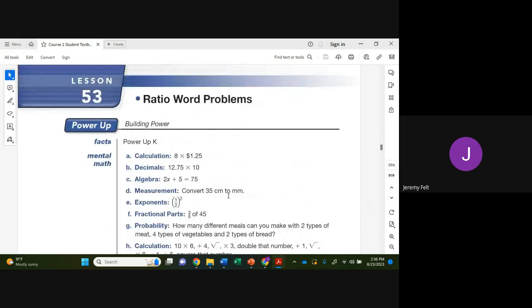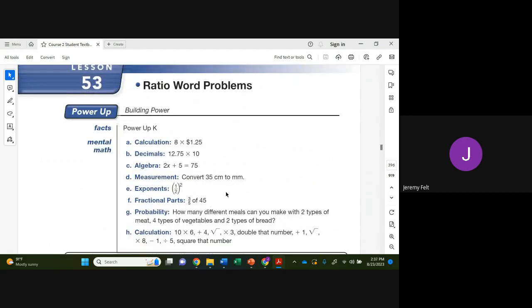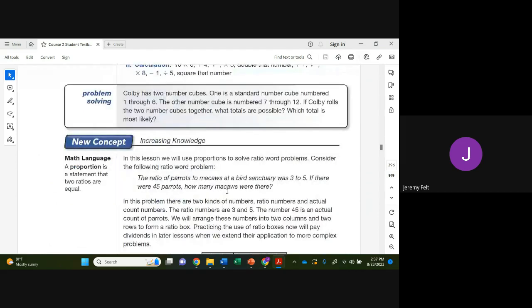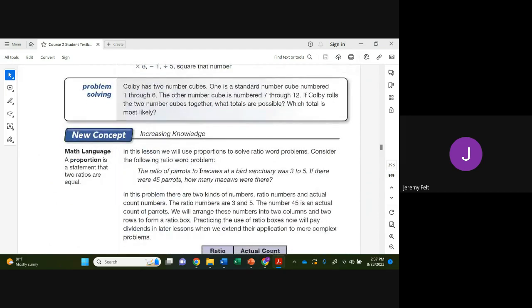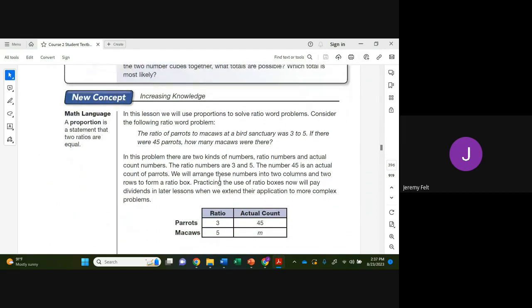And then lesson 53, we're looking at ratio word problems. The ratio of parrots to macaws at a bird sanctuary was 3 to 5. If there were 45 parrots, how many macaws were there? So we're going to set up our ratio box and actual count just like we always do. It's 3 to 5 parrots to macaws. So we set those up, 3 to 5. Then the actual count, just fill in the information we have.